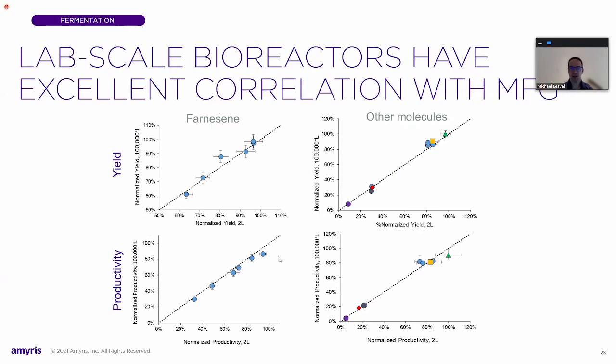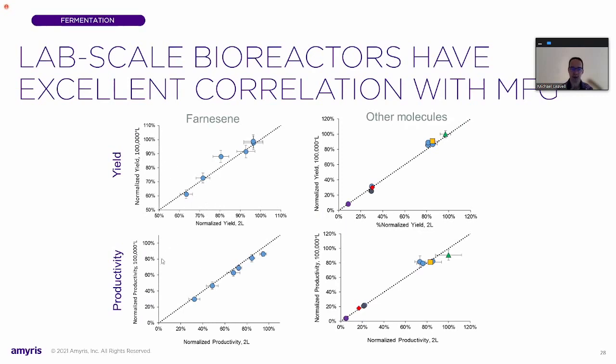So on the left-hand side, you see these numbers for farnesene, which was our flagship product that we used in biodiesel and we're using today for the production of squalane, where you see yield on the top and how well the 2-liter correlates to the 100,000 liter scale.